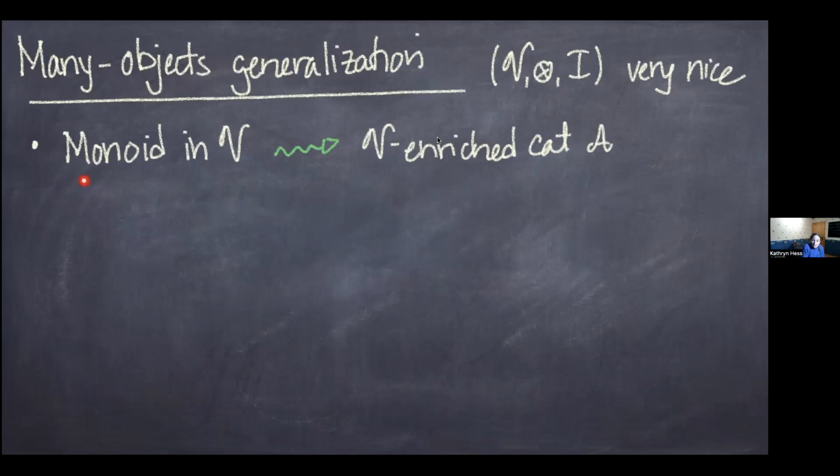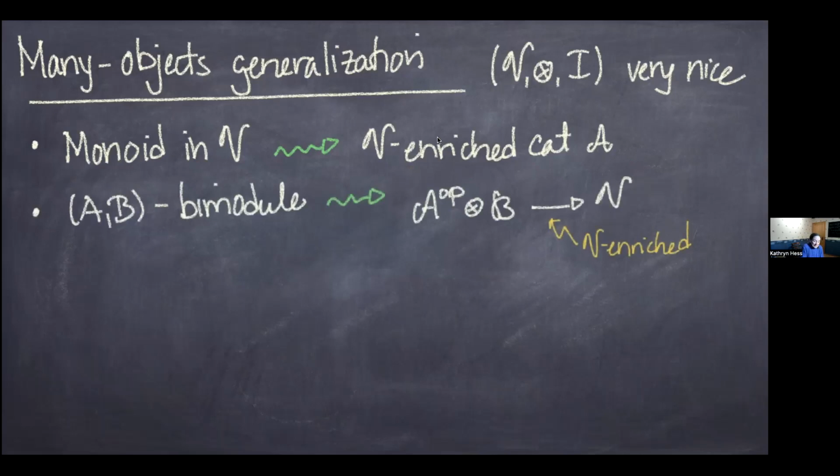So when you're doing the many object generalization, instead of considering a monoid in your model category V, you're going to be considering a V-enriched category A. So all of the morphism sets are actually going to be morphism objects in the category V in this context. And the notion of an A-B bimodule is replaced by what you can call either a V-enriched profunctor, or it's actually a V-enriched functor from the tensor product of the opposite of a V-enriched category A and a V-enriched category B to V itself. That turns out to be the appropriate generalization of the notion of bimodule.